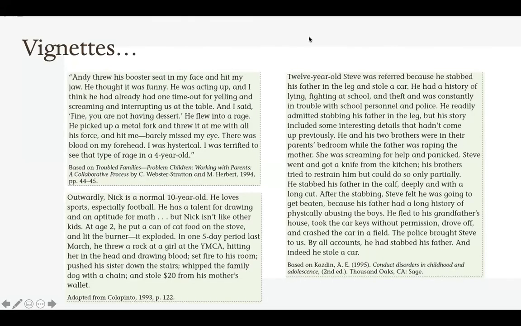Here are a few vignettes or case studies for you to take a look at. I'll just read one or two of them, and then you can read the rest in the actual PowerPoint file. Just to give you an idea: Andy threw his booster seat in my face and hit my jaw. He thought it was funny. He was acting up, and I think he had already had one time out for yelling and screaming and interrupting us at the table. And I said, "Fine, you're not having dessert." He flew into a rage. He picked up a metal fork and threw it at me with all force and hit me, barely missed my eye. There was blood on my forehead. I was hysterical. I was terrified to see that type of rage in a 4-year-old.